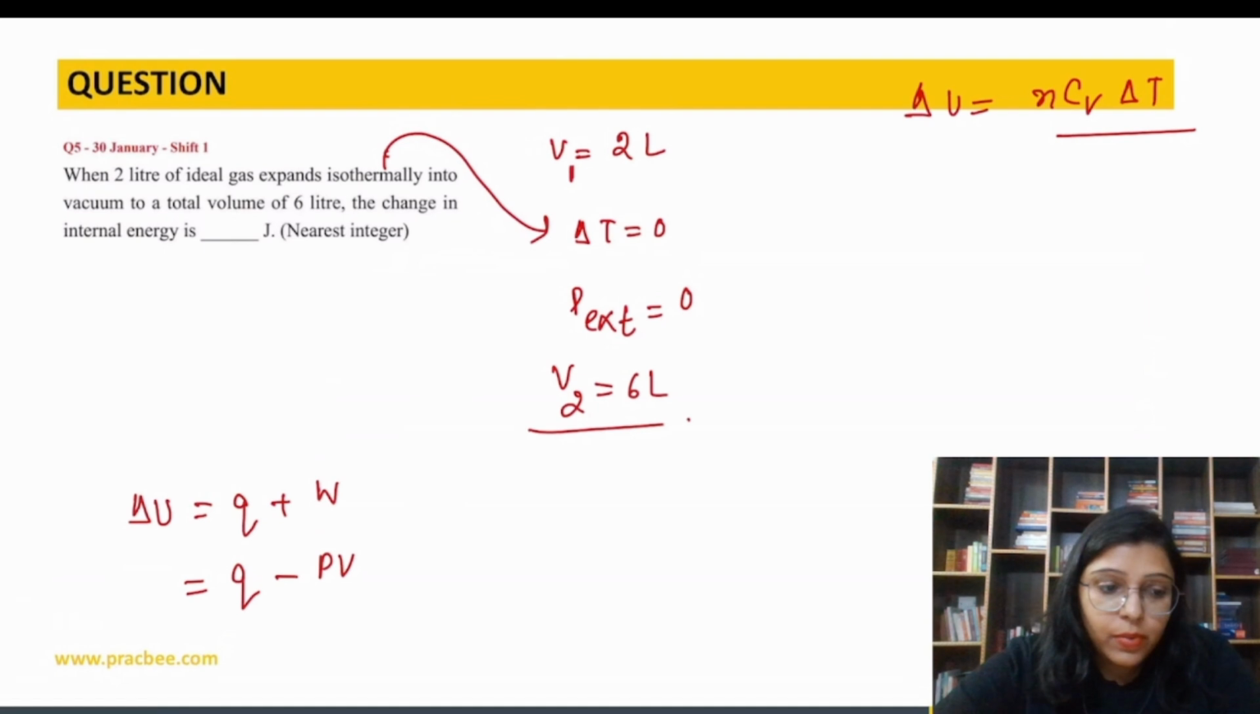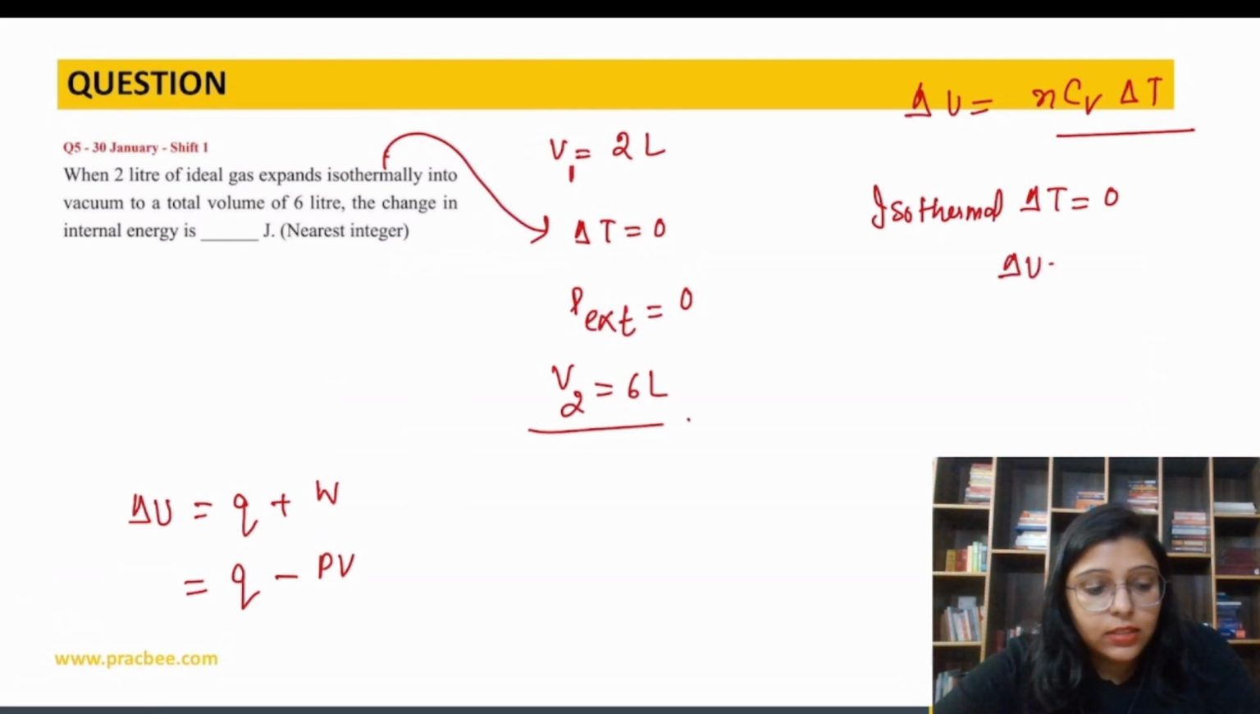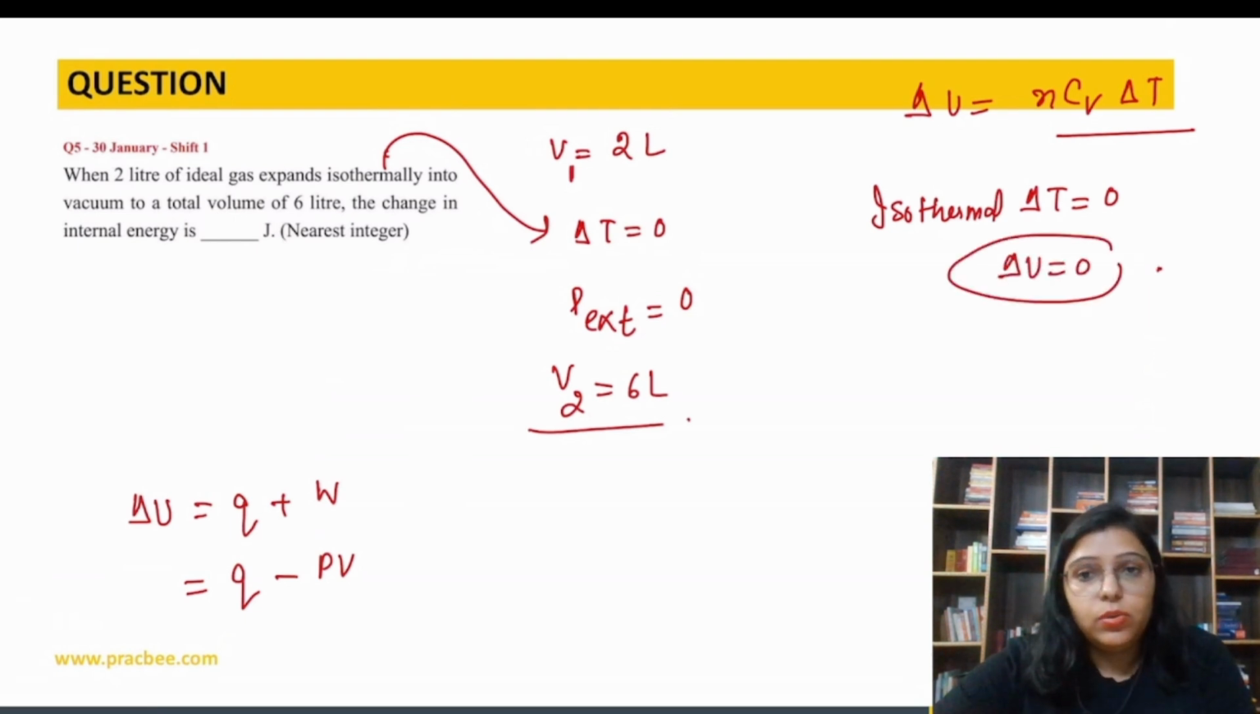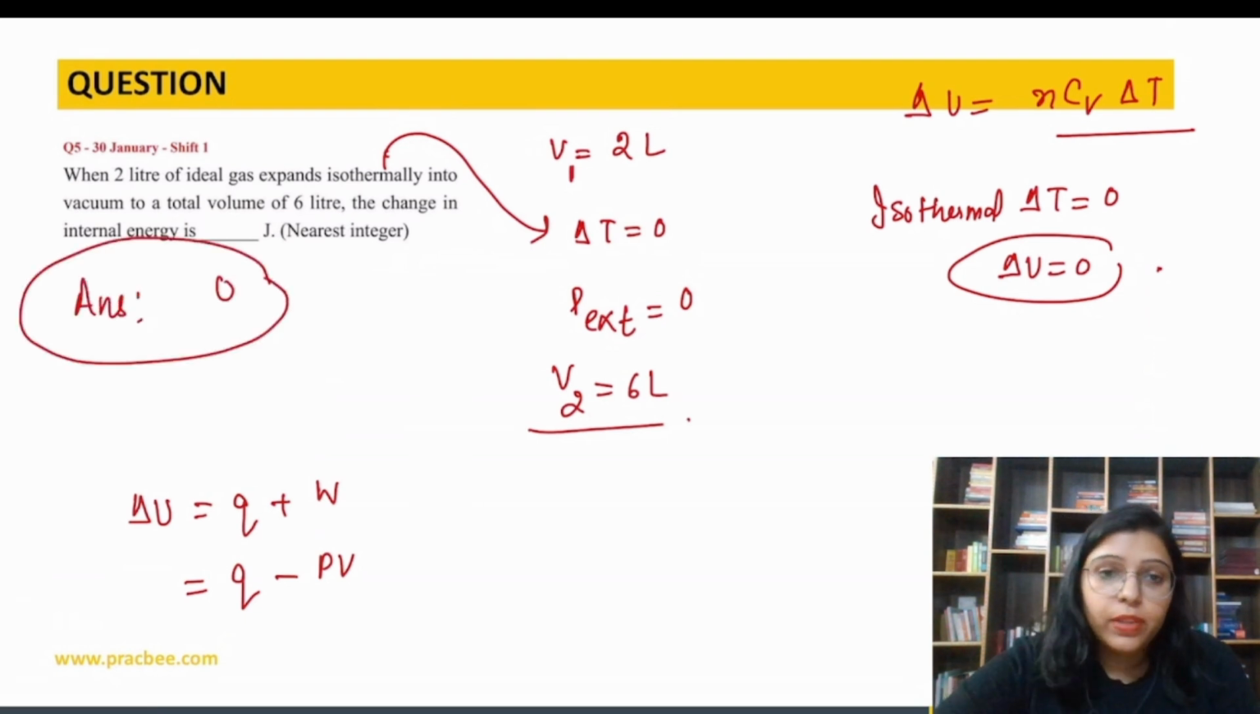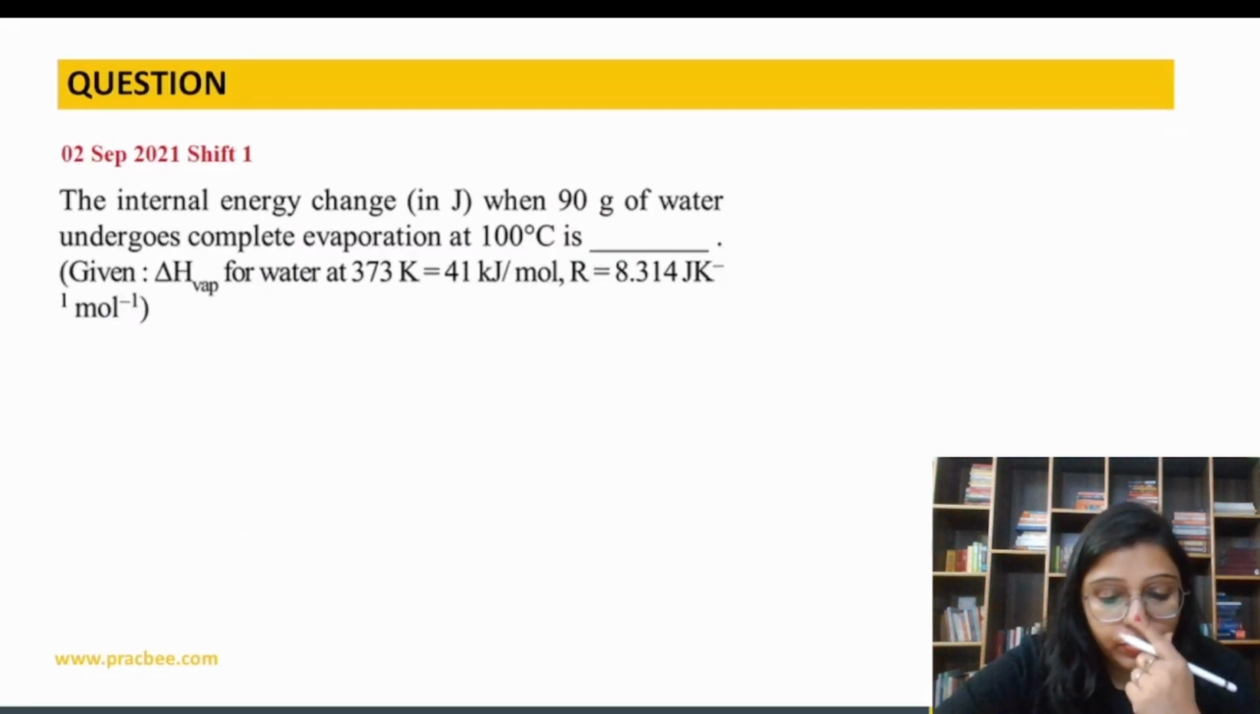So for an isothermal process, delta T is equal to 0. It means the internal energy change is also equal to 0, right? So the answer is 0. Okay, so now let's do the next question.